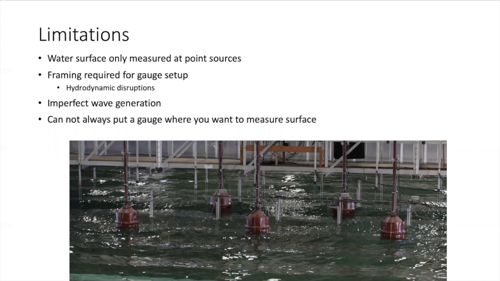So a lot of times when you're doing research, you won't actually be able to physically put a wave gauge at the specimen where you want to, as this could hinder what's going on with the specimen, or you just physically can't attach it to it. Also, a lot of framing is usually required to put this amount of wave gauges out, which can cause hydrodynamic disruptions and cause lots of reflections in the waves.